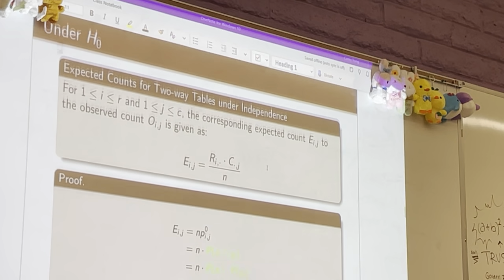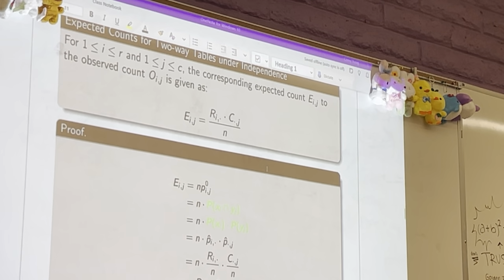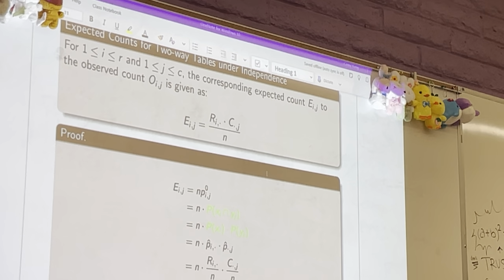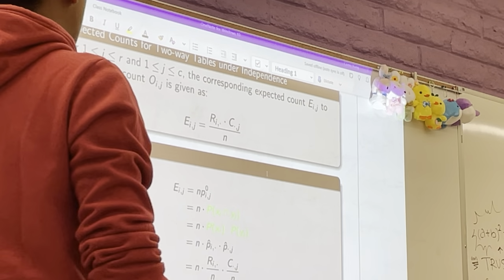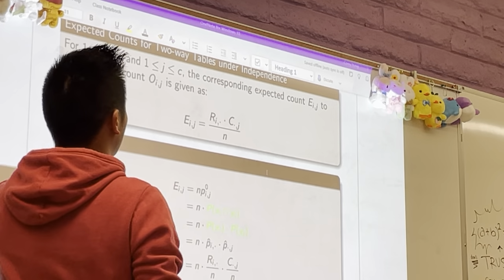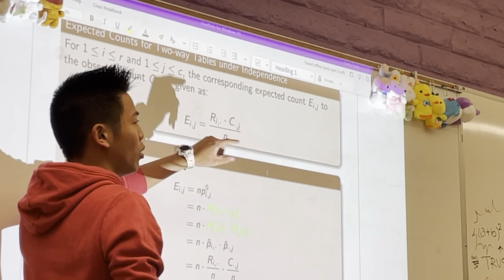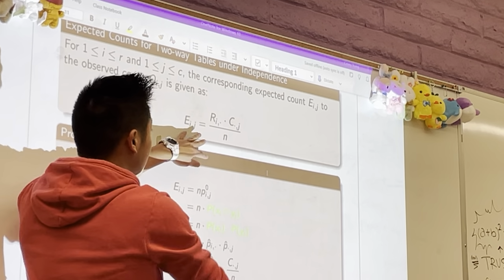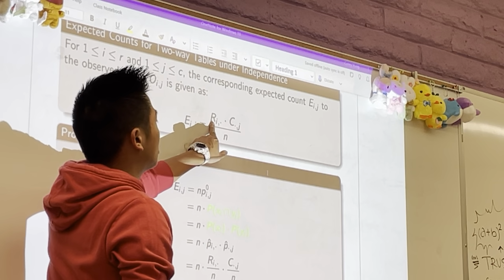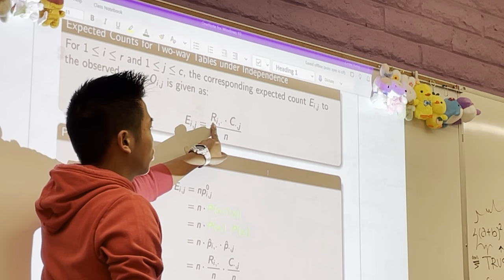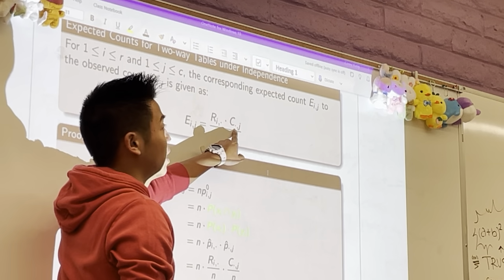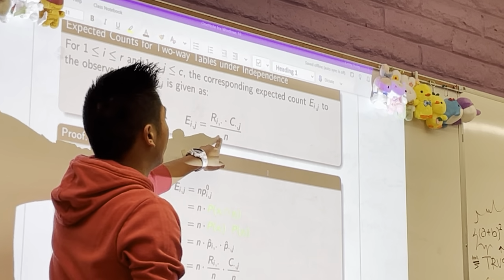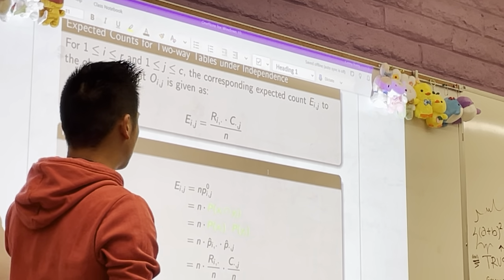So now I'm going to tell you that to find the expected values in this two-way table is going to be this formula. The expected value of i comma j, whatever that ijth cell is, is going to be the row sum of the ith row times the column sum of the jth column divided by n. And the proof is right here.